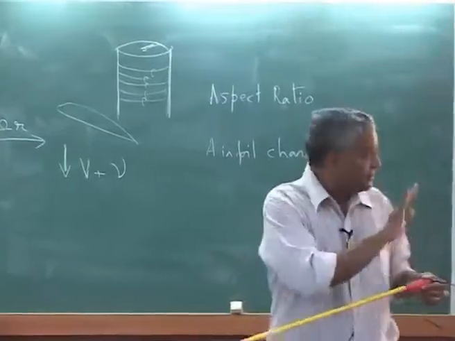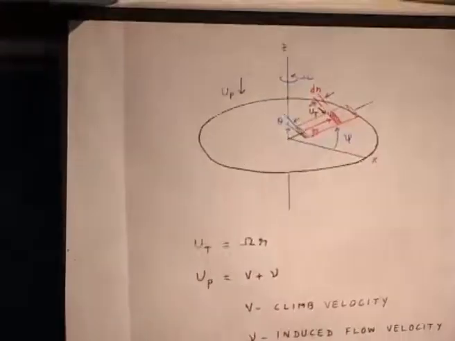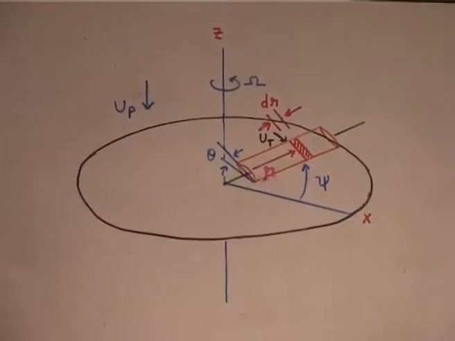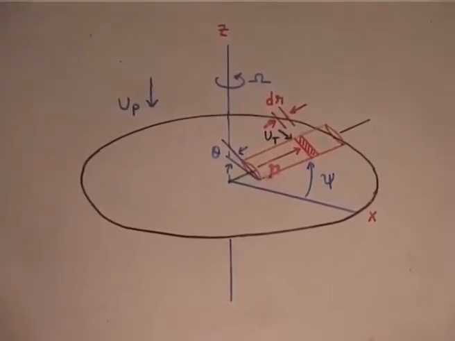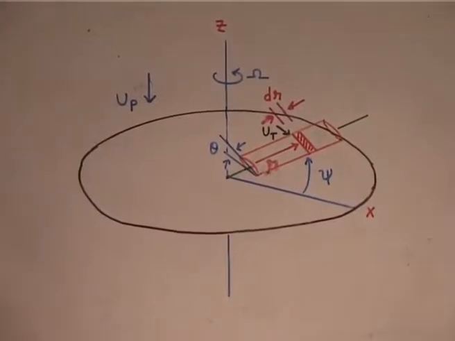Let us first consider hover and vertical flight. In the sense the disc can go straight up or down, we will do that later. Vertical flight, up and down, has its own complexities. We will do one by one slowly.